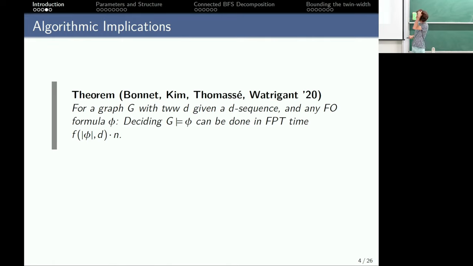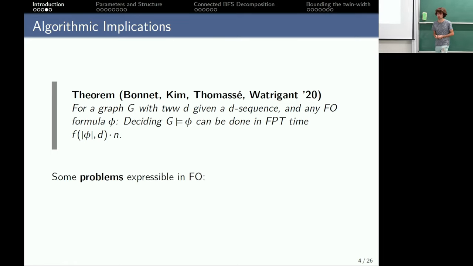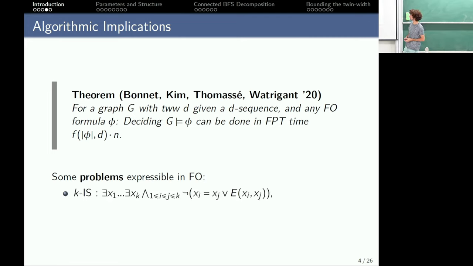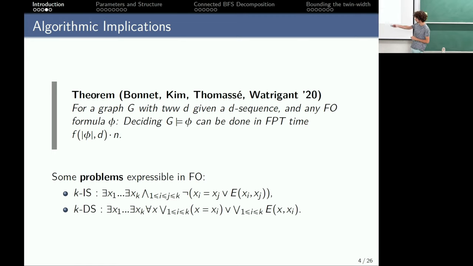The main result of the paper of 2.1 is that given a graph G with twin width D and a D-contraction sequence, and any first order formula phi, you can decide whether G models phi in FPT time, as FPT in the size of the formula and the parameter. In particular, any problem expressible in first order logic is FPT. So it is efficient with respect to twin width. This includes k-independent set and k-dominating set with those formulas. A large class of problems have FPT algorithms on classes of bounded twin width.